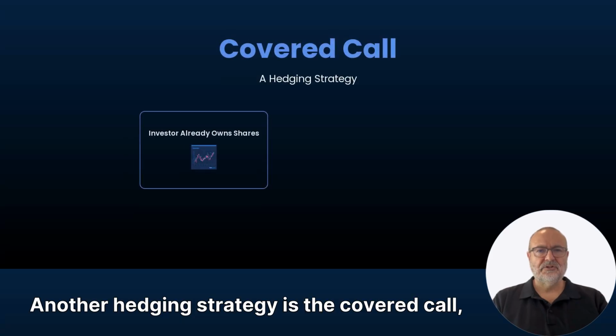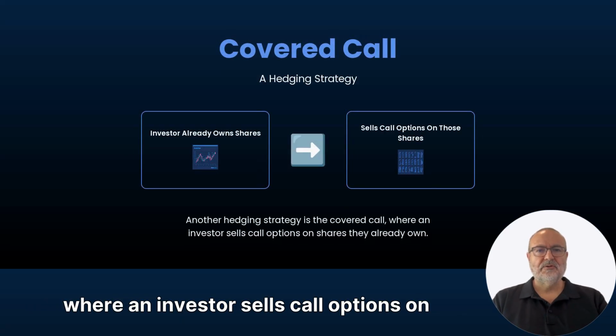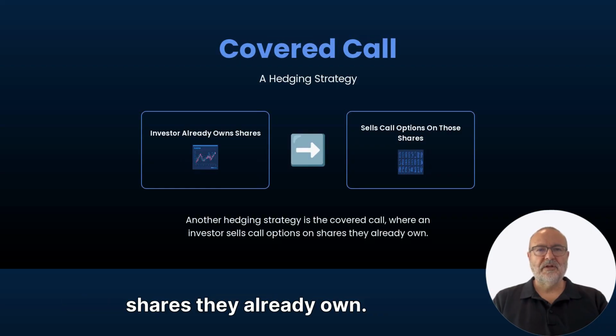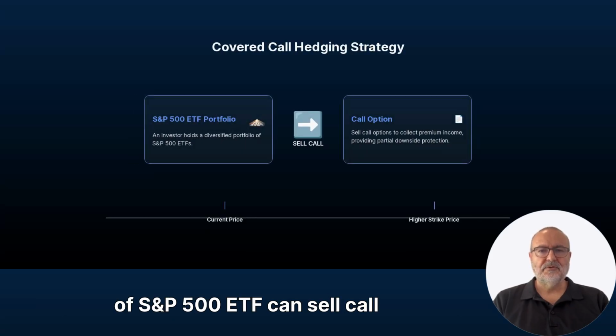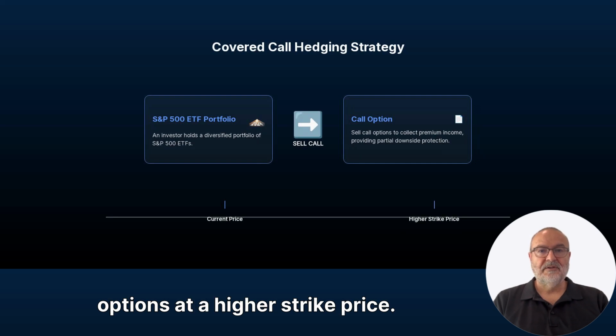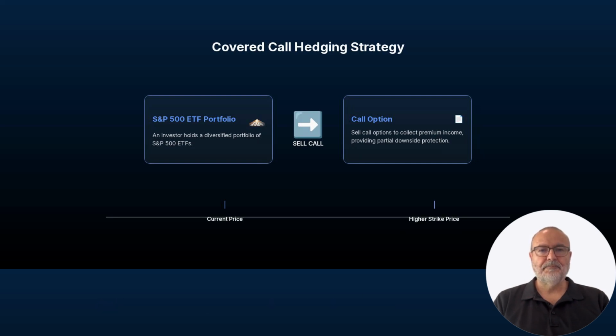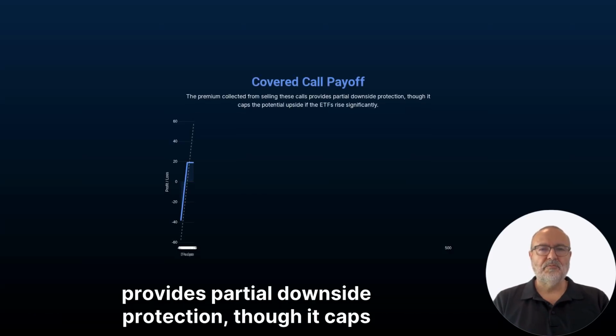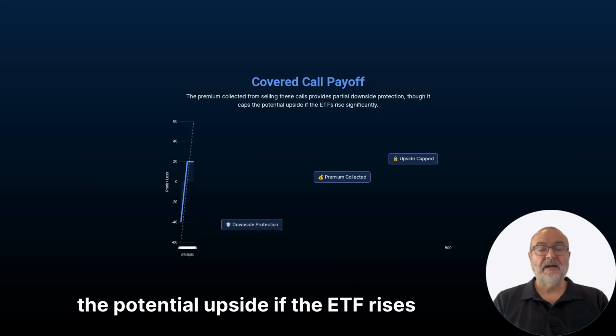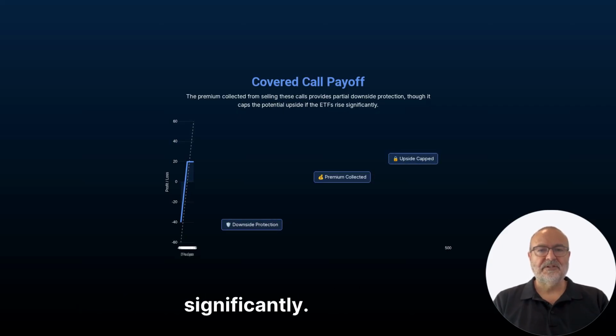Another hedging strategy is the covered call, where an investor sells call options on shares they already own. For example, an investor holding a portfolio of S&P 500 ETF can sell call options at a higher strike price. The premium collected from selling these calls provides partial downside protection, though it caps the potential upside if the ETF rises significantly.